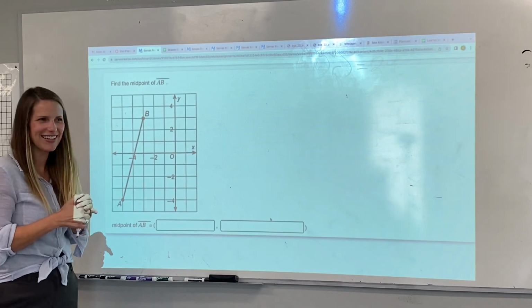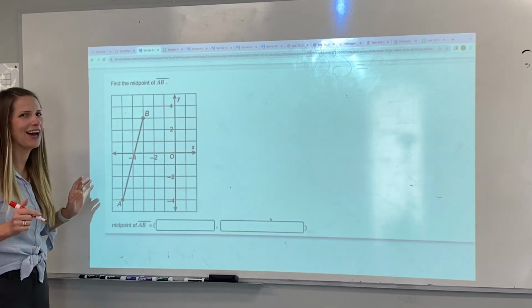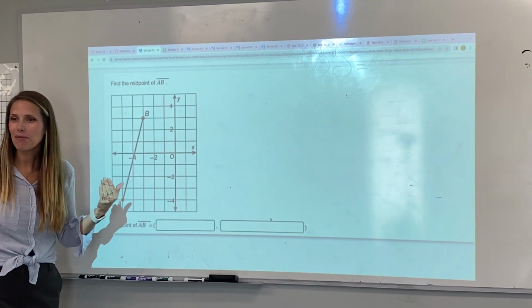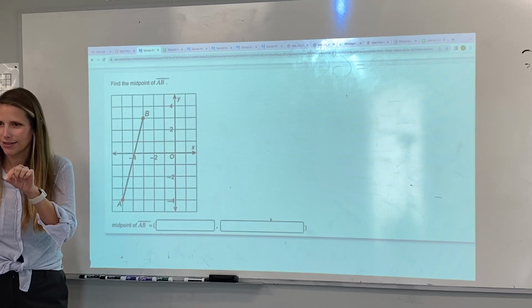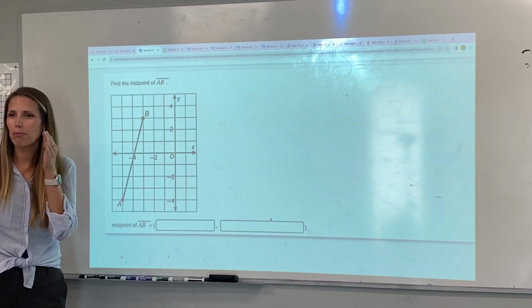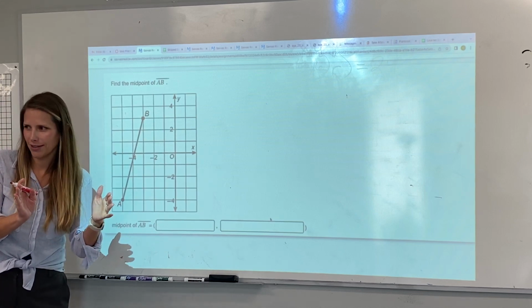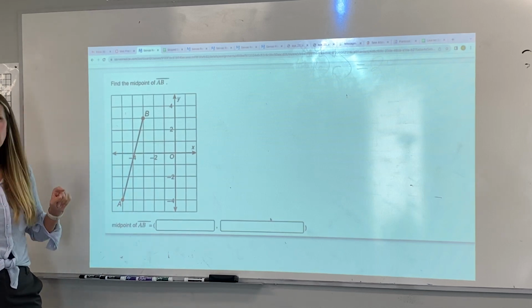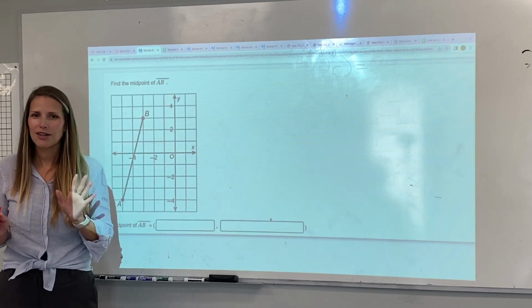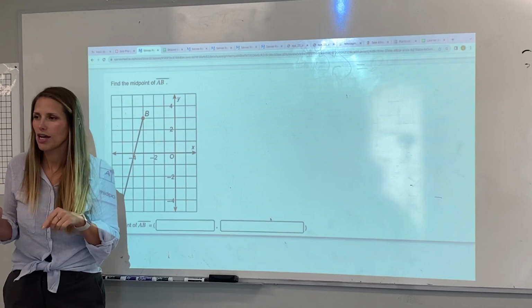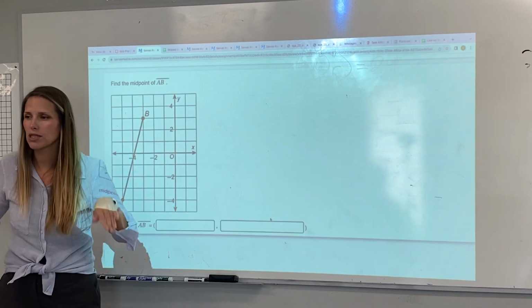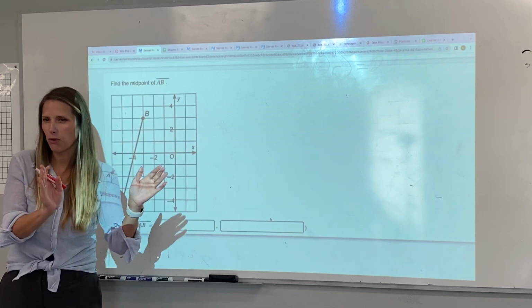Here we go. All right. How do you find the midpoint? I'll give you a hint. There's a formula. It's called the blank formula. How do you find the midpoint? I know it sounds like I'm asking a really tricky question. I'm actually asking a really easy question. To find the midpoint, you use the blank formula.